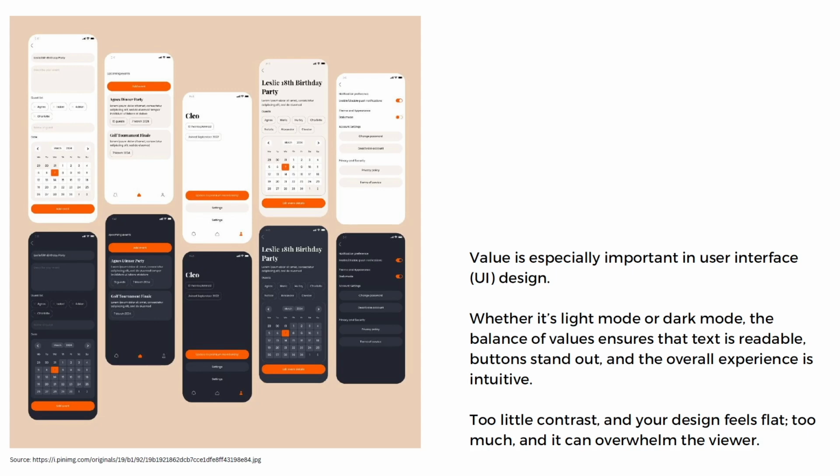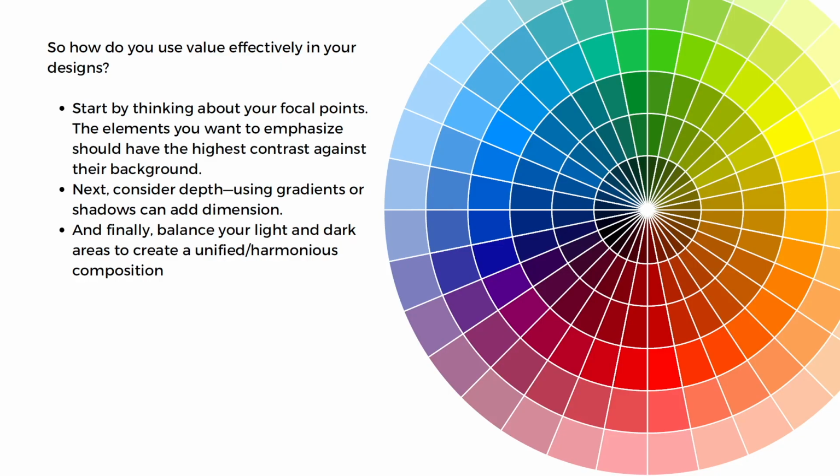And if you're into UI, UX, it's really key here also. I think that for value, the thing we think of first and right off the bat is light mode versus dark mode. But the balance of values are going to ensure that the text is readable, that the buttons stand out, and that the overall experience is really intuitive for the user. If you have too little contrast, your design might feel a little bit too flat, a little bit too much, and it might overwhelm the viewer from one side to the other. So if too little, too much, both are going to impact the user and the user experience. And this is just the colors within values so that we could see that also.